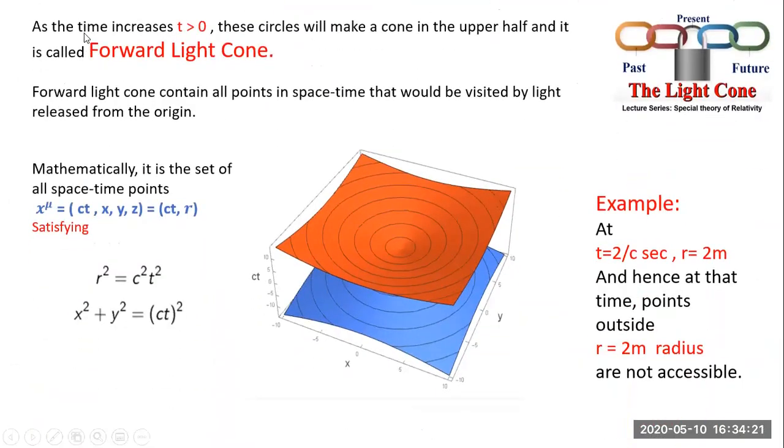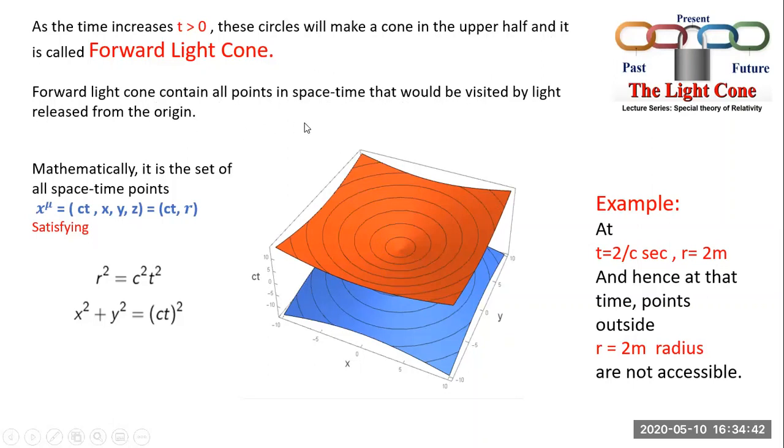As I said earlier, for t greater than 0, these circles will make a cone in the upper half, and it is called forward light cone, represented by orange color. Forward light cone contains all points in space-time that would be visited by light released from the origin.